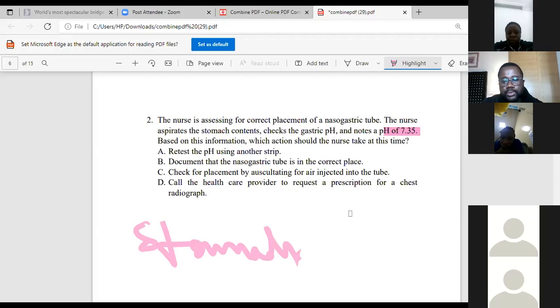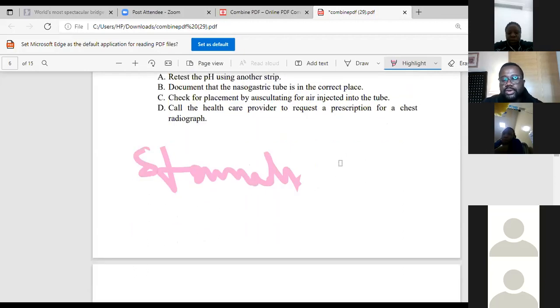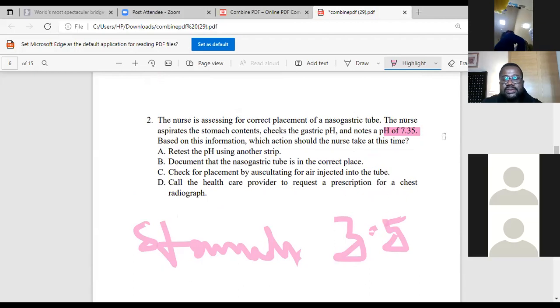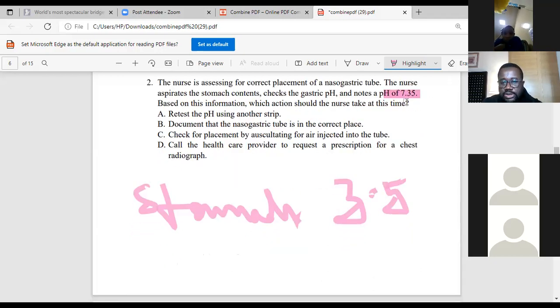We say, for us to be sure that the NG tube is in the stomach, it should be 3.5 or below, right? This one says 7.35. This is higher than this. It's an indication that the NG tube is not in the stomach.